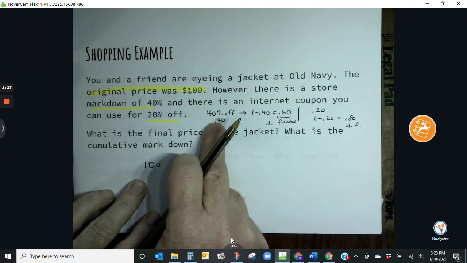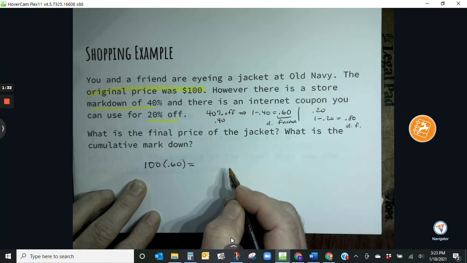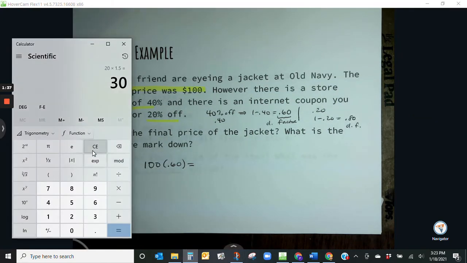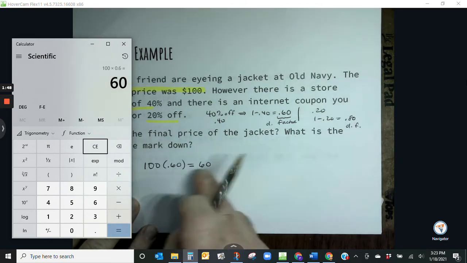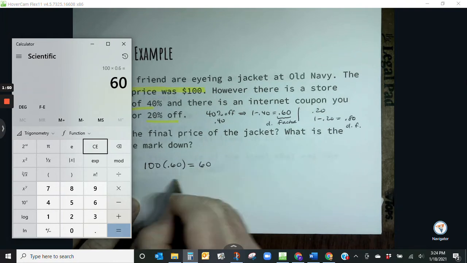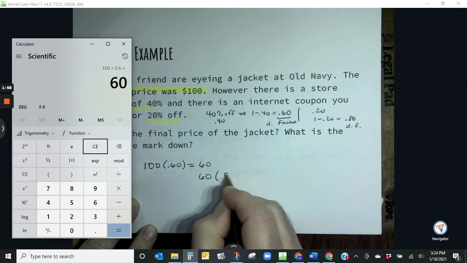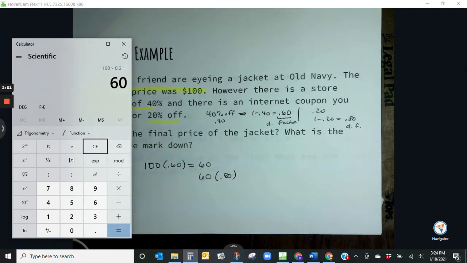So I have this $100 jacket. It is marked 40% off, so I'm going to multiply it by the factor of 0.6. That's easy to do, but just in case there's a question: 100 times 0.6 is 60. Then I take that, it's marked down to $60, and I'm going to mark it down another 20%, so I'm going to multiply it by the factor of 0.8. So 60 times 0.8 is 48.